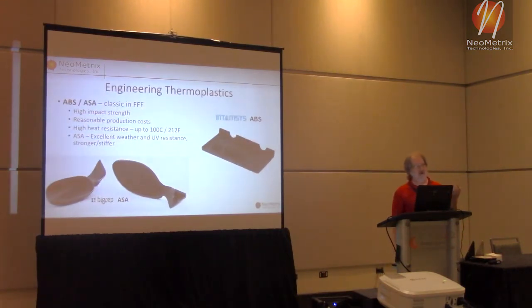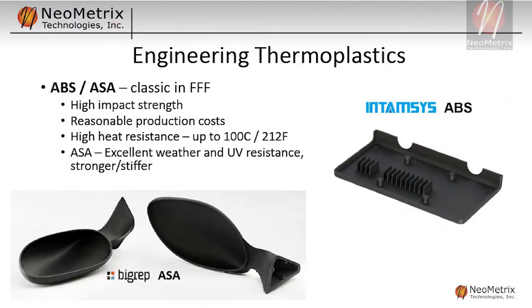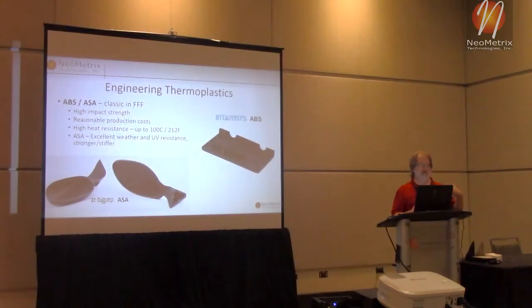Next step up from that would be some of your engineered plastics. We get into stuff like ABS and ASA. So ABS has very good mechanical properties, higher tensile strength than a PLA, better impact resistance. So good for making end-use parts that need to be durable. ASA is very similar to ABS, but has better UV resistance. So if you're fabricating parts that need to be used outside, ASA is a good choice.